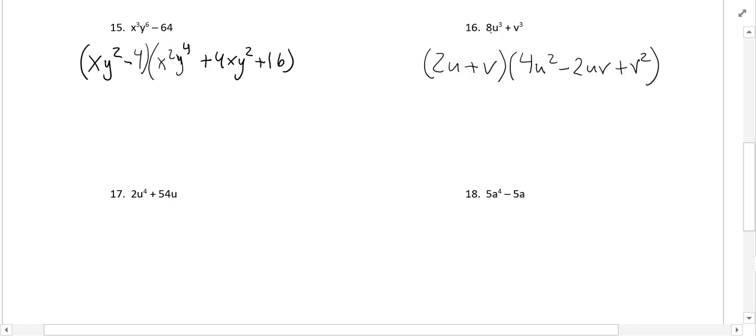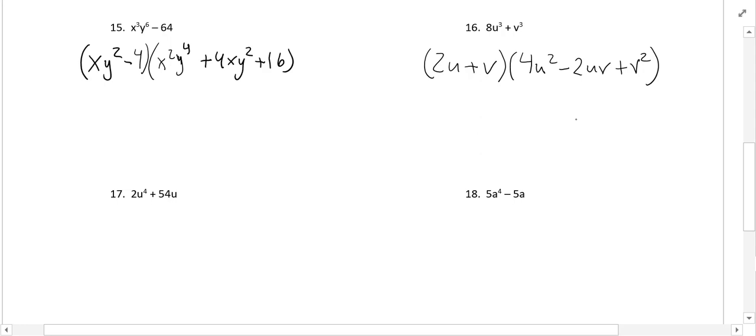All right, let's take a look at number 16 here. So 8 is a perfect cube, u cubed is a perfect cube, and v cubed is a perfect cube. So when I take their cube roots, I get 2u plus v. So I'm going to take my first term and square it, which is going to give me 4u squared. I'm going to multiply these two together and switch the sign, which gives me negative 2uv. And I'm going to square the last term, which gives me v squared.